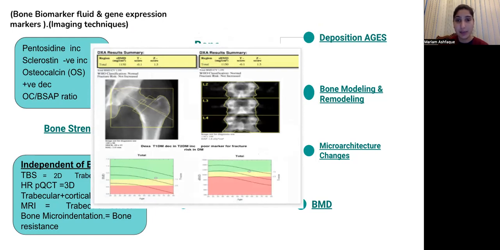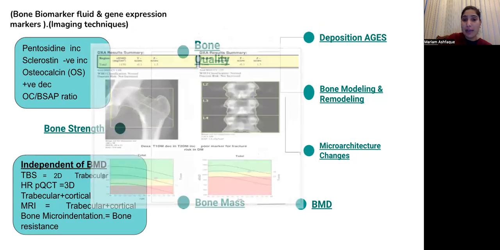Okay, among the imaging techniques, there is DEXA, where we measure the T-score and Z-score for screening, but this is not a good indicator, or we can say a poor marker, for fracture risk in diabetes. So we have new techniques.